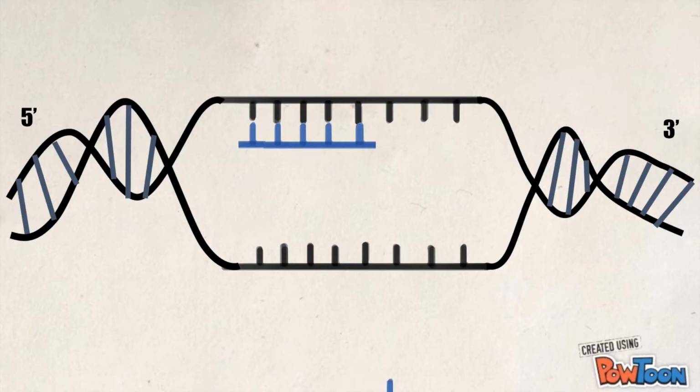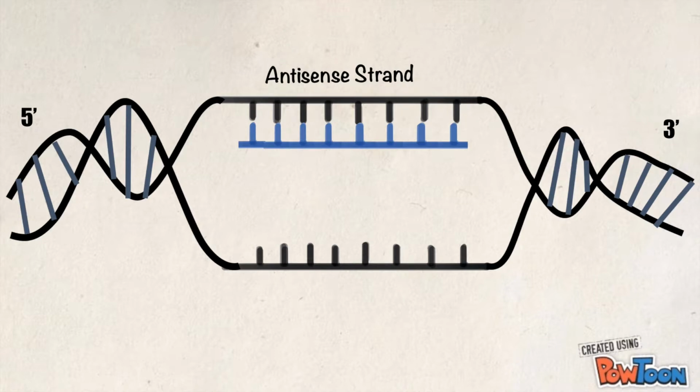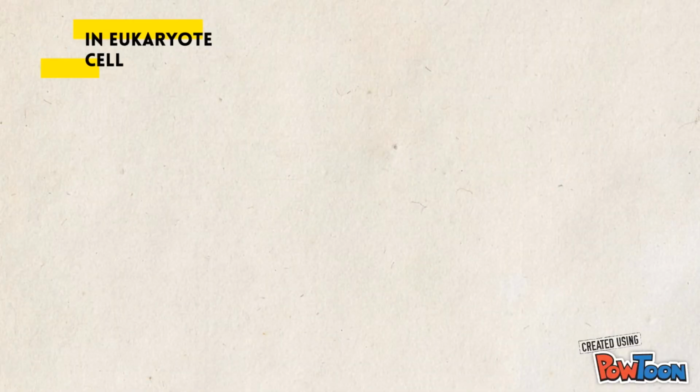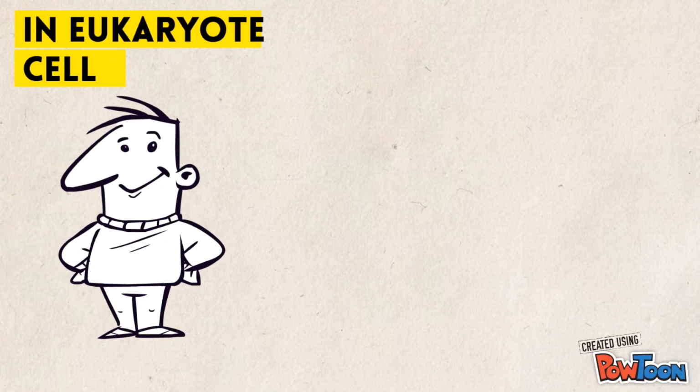The strand that's transcribed into RNA sequence is called the antisense strand, and the one that isn't transcribed into RNA sequence is called the sense strand of DNA. Well, then in eukaryote cells there's something different.